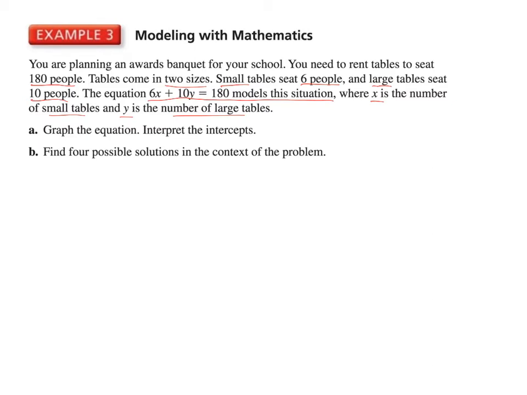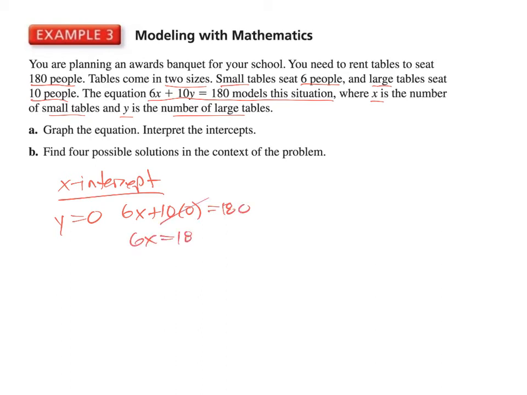We're going to first figure out the x-intercept, just like we did before. We set y equal to 0. Plug it in, and we have 6x plus 10 times 0 equals 180. That's gone. I have 6x equals 180. Divide by 6, and x is equal to 30. So the x-intercept is 30, 0. Make sure not to mix up those two numbers.